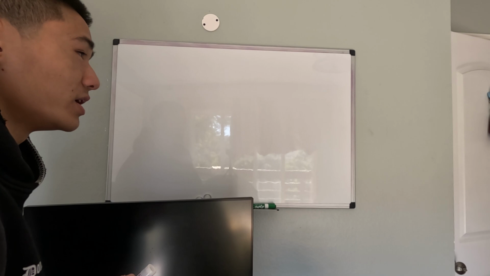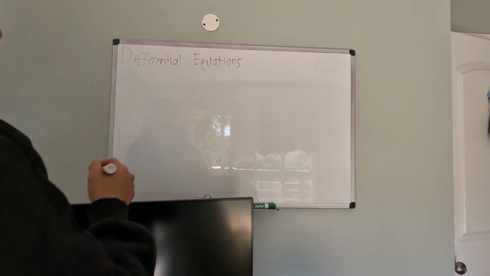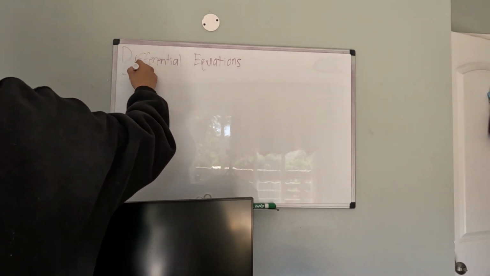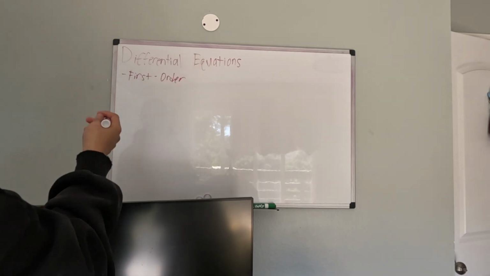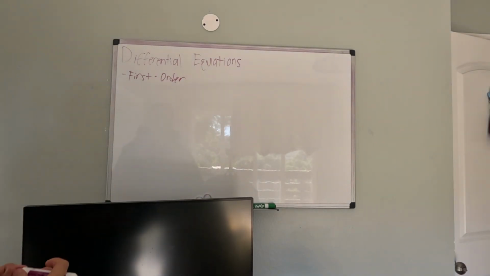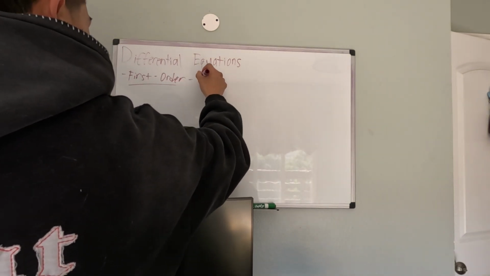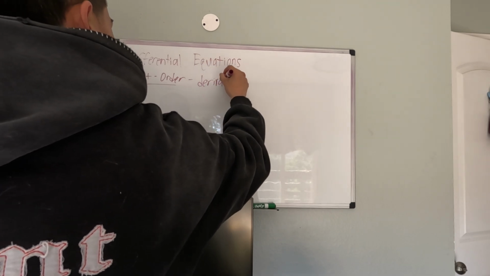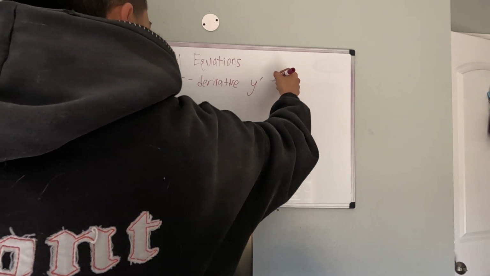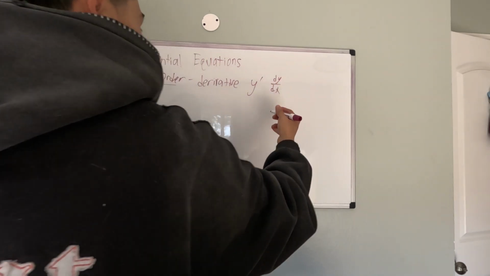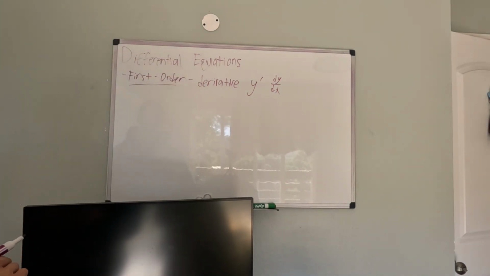This class will be all about differential equations. Specifically, we're going to be talking about first order differential equations. All this means, first order, is that you have to know what order is: it's a derivative. It's the first derivative. So I'm talking about y prime or dy/dx, or it goes by different names, but the first derivative. You have to know what that is.